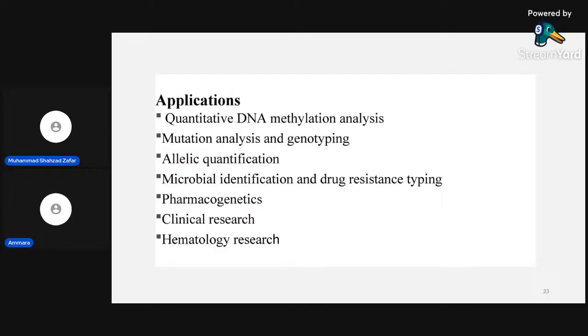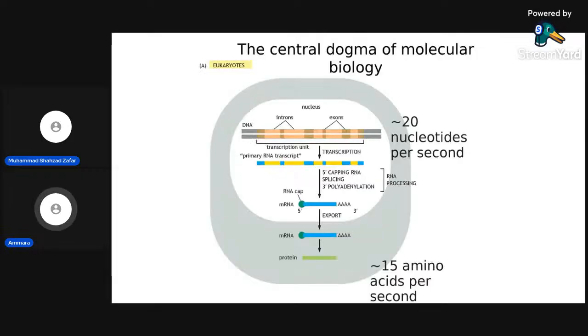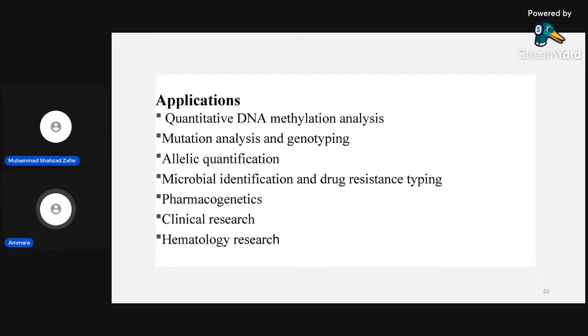So here are the applications that we have already discussed. We can use next generation sequencing for different diseases, for different research purposes, for the study of different diseases, for mutation analysis, for quantification, and for the treatment of different diseases. We can use the next generation sequencing approach.